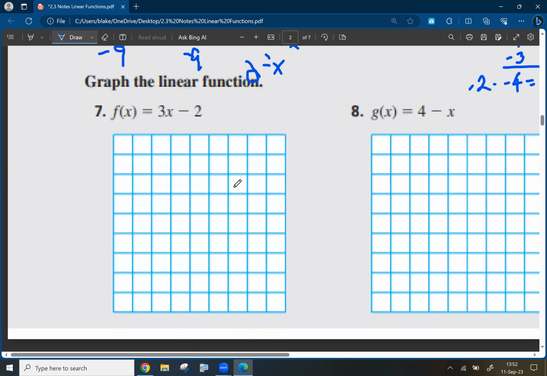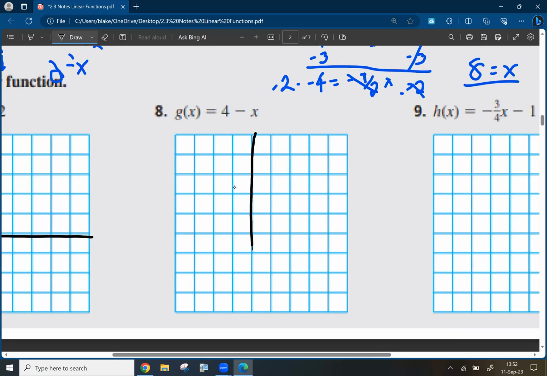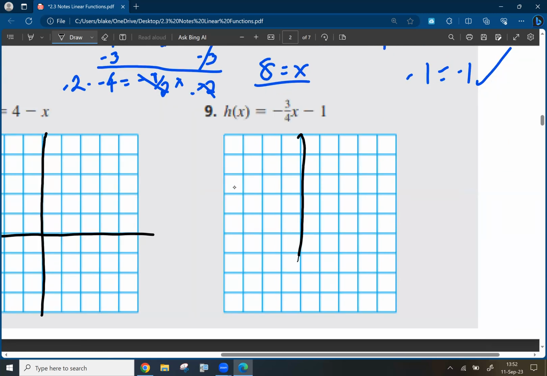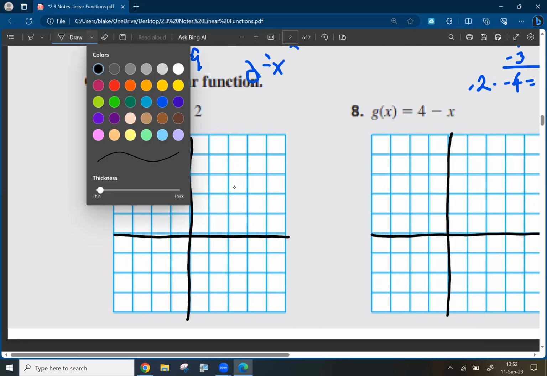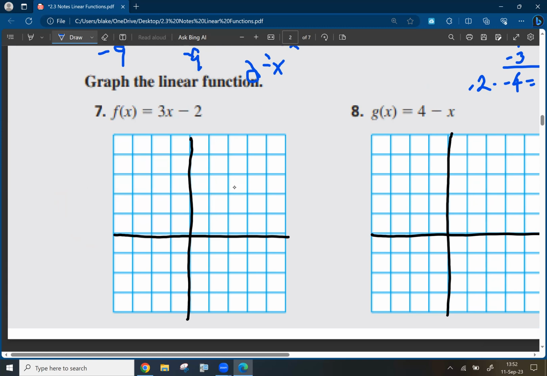So graphing the linear function, again, what's nice to do here, let me go ahead and make an x and y axis real quick. I don't necessarily know where my x and y axis is going to need to go exactly, but I'll just put it here for now. We'll see where it ends up. All right. So for number 7, we'll plug in the same numbers we did before. So I'll plug in -2, -1, 0, 1, and 2, and we'll see what y values we get out.